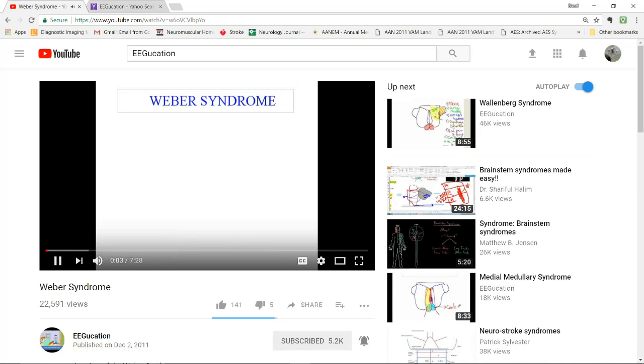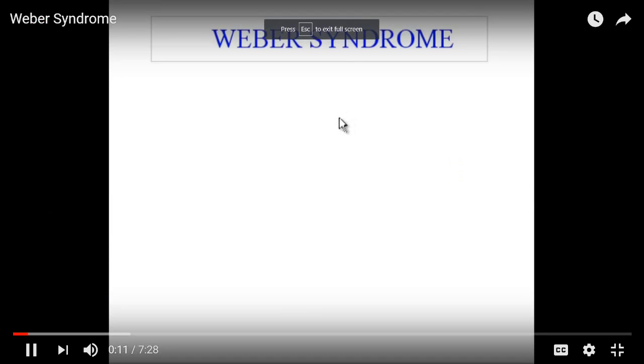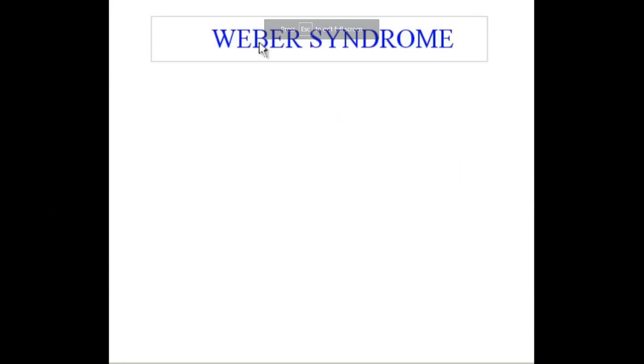...is also known as ventral midbrain syndrome. I'll start with drawing an axial section of the midbrain, and then we will discuss the different structures that are involved and the clinical features of Weber syndrome. So let's start here.